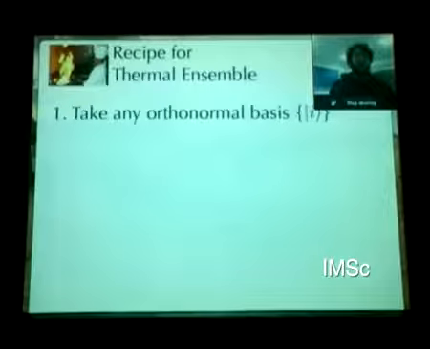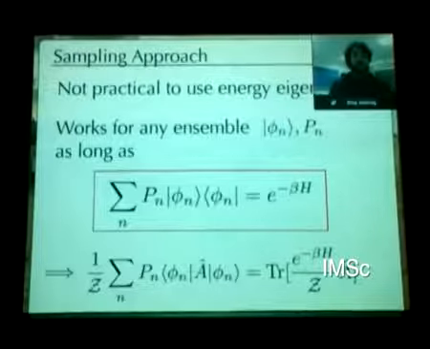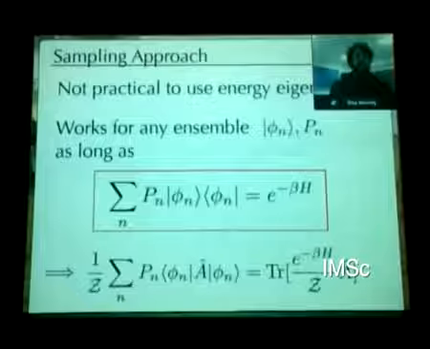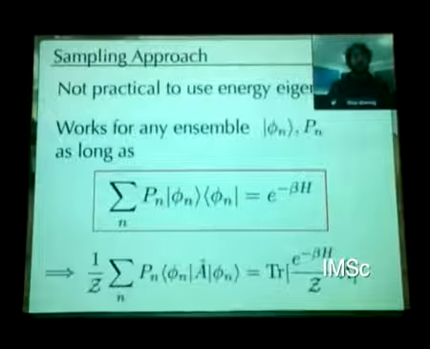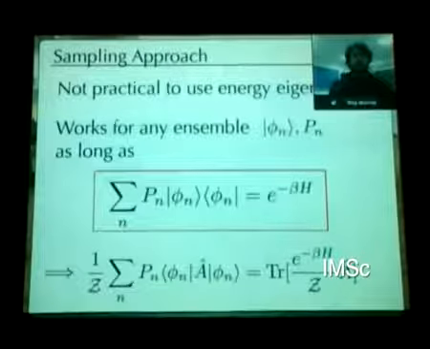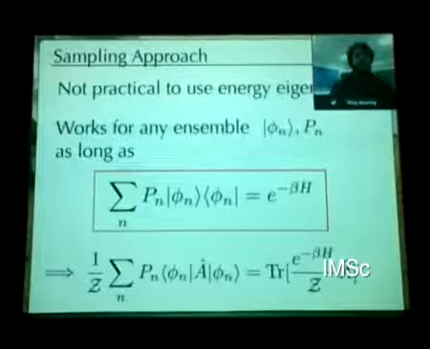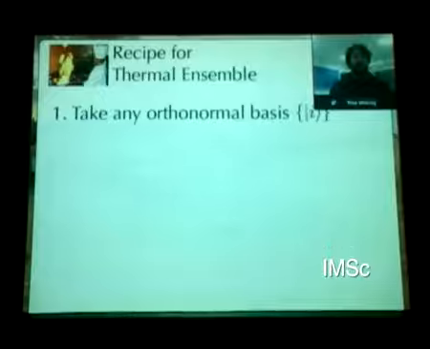I'm sorry, if you go back one. They are distributed with relative probability weights p_n, such that if you add up the outer products, they add back up to the density matrix at temperature beta, and beta is 1 over T, if those of you aren't familiar. Then if you take an average in that ensemble, you get the correct thermal average.